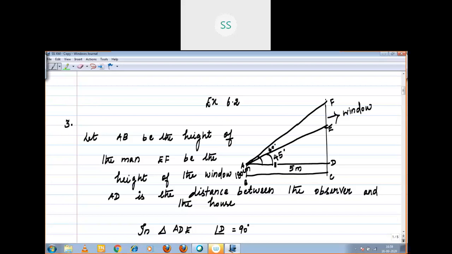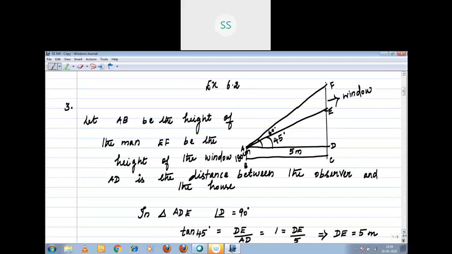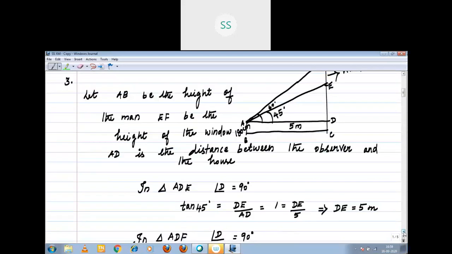CF is a wall. The bottom of the window makes an angle of 45 degrees, and the top of the window makes an angle of 60 degrees from the observer to that point. Then take triangle ADE, which is a right triangle. Tan 45 degrees equals DE divided by AD.